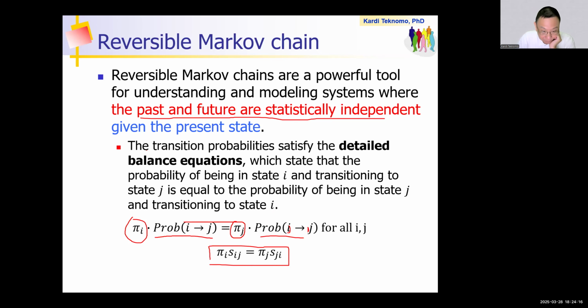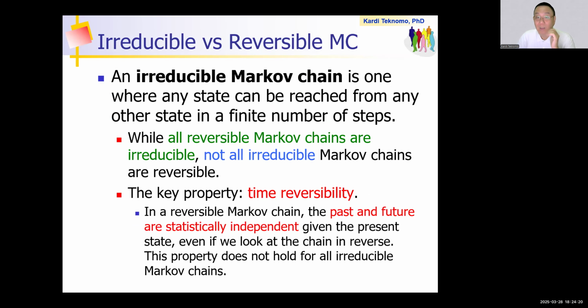Okay. So let's compare this. Remember, IFN is actually an irreducible Markov chain, right? So what's the difference between irreducible Markov chain and reversible Markov chain? An irreducible Markov chain is where any state can be reached from any other state in a finite number of steps. How about reversible Markov chain? Any reversible Markov chains are actually irreducible. So this is a subset. But not all irreducible Markov chains are reversible.